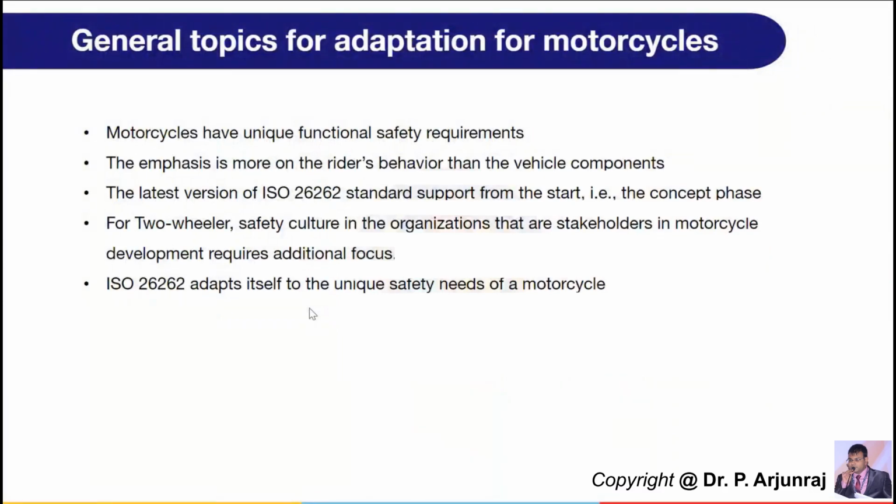Okay, the components remain the same, but what happens? The rider behavior is going to be different. But again, the load pattern is also going to vary. Okay, so I'm not commenting on the load pattern. You cannot compare the two wheeler with the four wheeler with respect to the loading pattern or the strength point of view. We cannot compare, and the performance also cannot be compared. But what happens here? We are dealing with a completely new topic called the safety topic, functional safety.